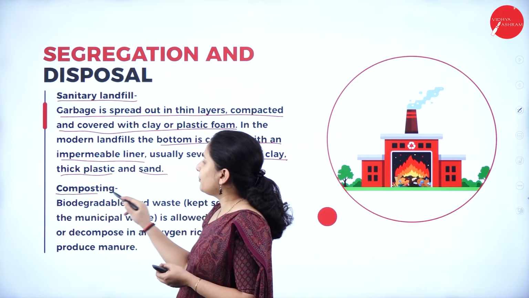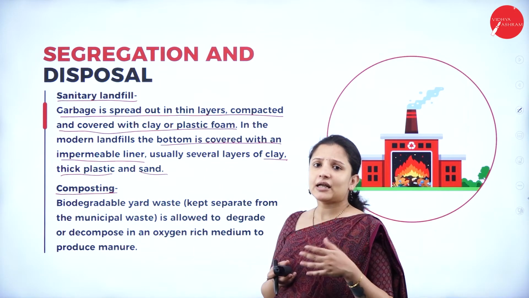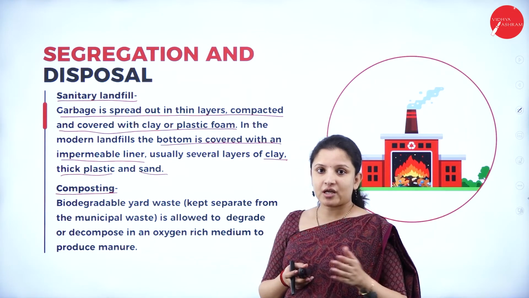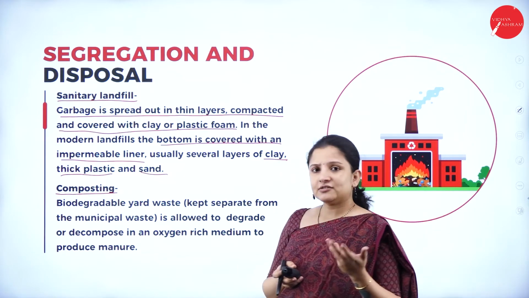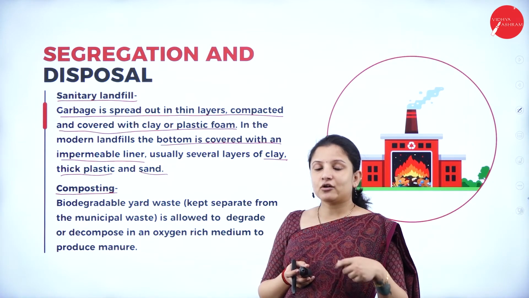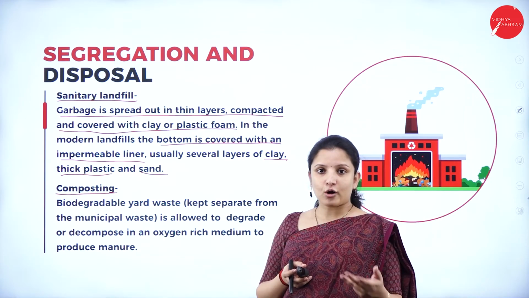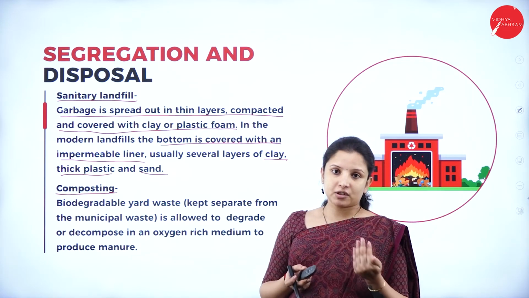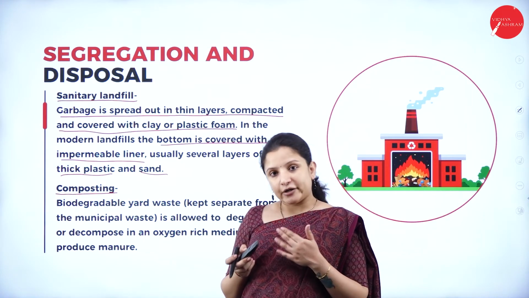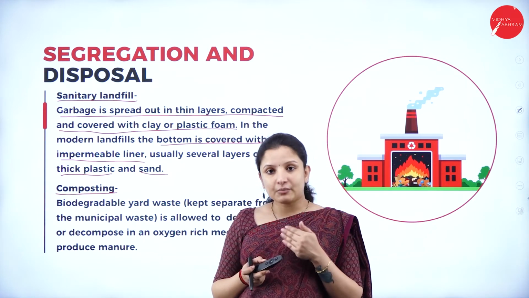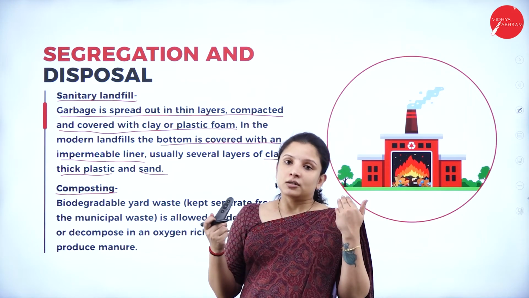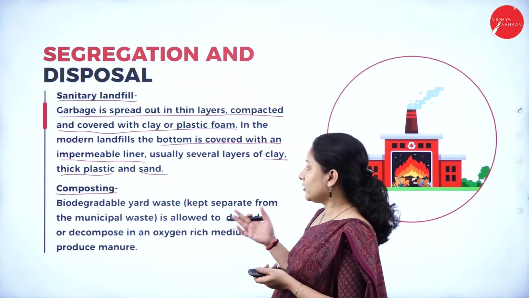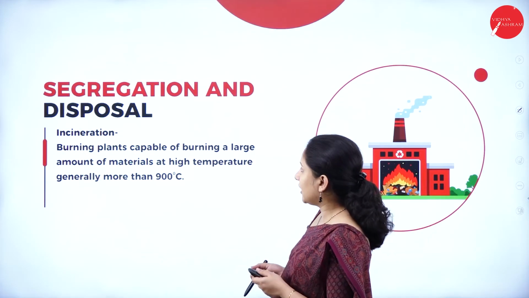Next, composting can be done. Some solid waste generated from households, such as vegetable waste, and agricultural waste such as crops, are biodegradable. They can be mixed with the soil and biodegraded, and when they become compost, they can be sold to farmers as organic manure. This is what can be done in composting.